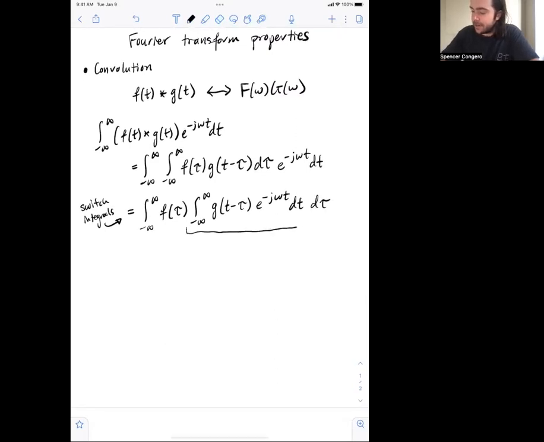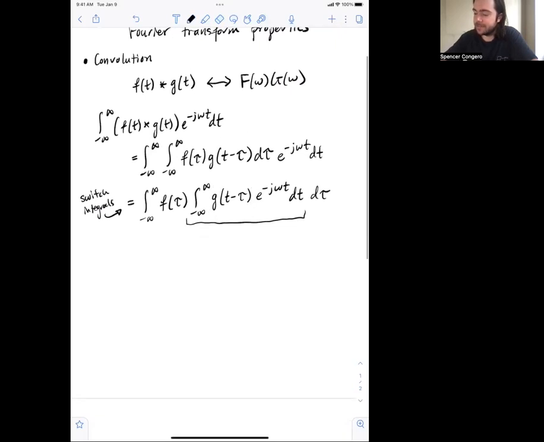Now, what does this inner integral look like? Well, it looks like a Fourier transform. A Fourier transform of what? Well, of this function. This is just the Fourier transform of g of t minus tau. And we saw that Fourier transform property. What is the Fourier transform of a time-shifted function? Well, it's our original Fourier transform, g of omega, times a phase shift, and that phase shift is e to the negative j omega tau.